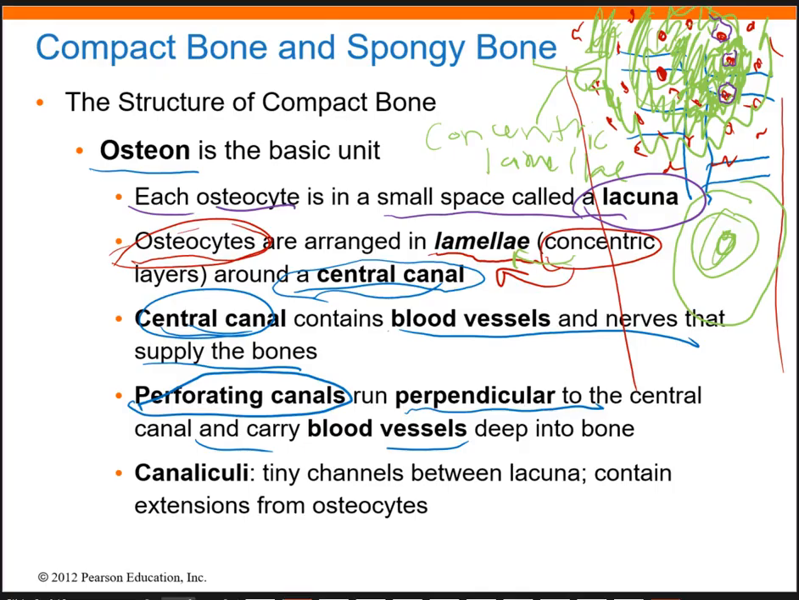Now, there are tiny little channels present in here that go from one lacuna to the next lacuna. And these tiny channels are called canaliculi. Those are there so that the cells can reach out and communicate with each other. So they'll extend their cytoplasm, reaching little arms out through these channels so that they can communicate.